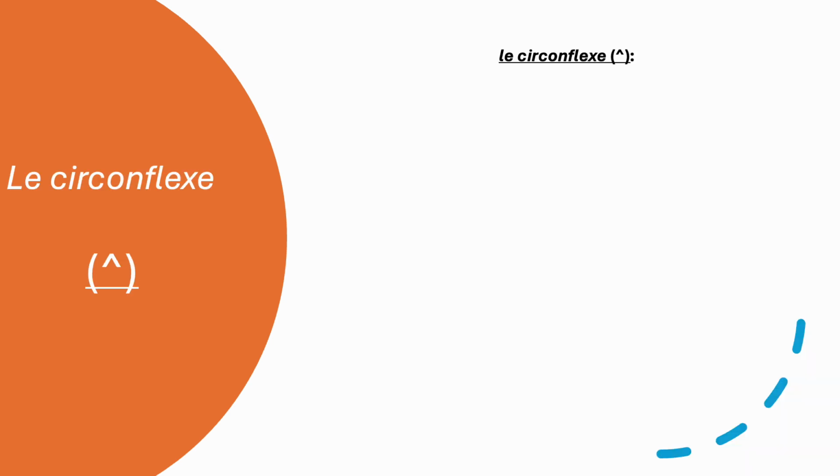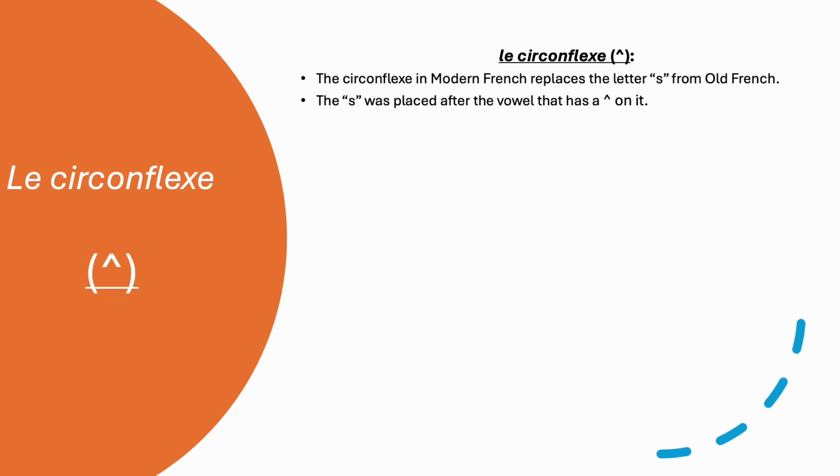Le circonflexe. The circumflex in modern French replaces the letter S from Old French. The S was placed after the vowel that has a little hat on it. It is found on the letters A, E, I, O, U. What do you think then Lille means? Remember, the S was placed after the vowel that has a hat on it.